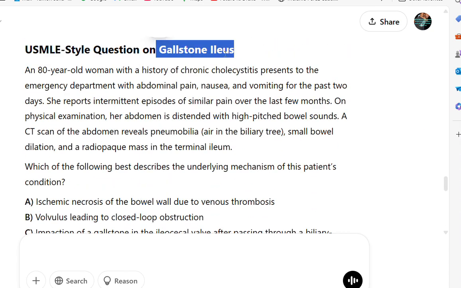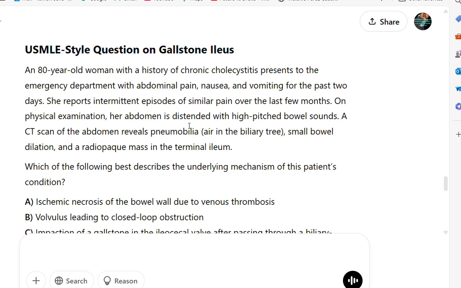USMLE-style question on Gallstone Ileus. An 80-year-old woman with a history of chronic cholecystitis presents to the emergency department with abdominal pain, nausea, and vomiting for the past 2 days. She reports intermittent episodes of similar pain over the last few months.